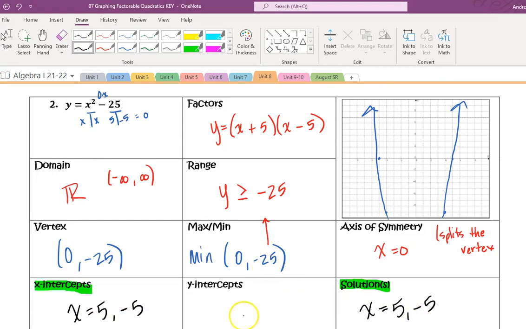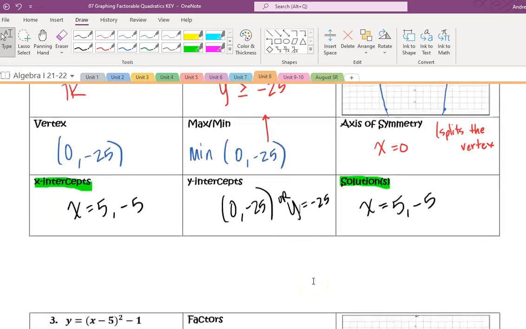And to find the y-intercept, we press Control T and we look for where x is 0. Since we already have that, I'm going to write it here. I know it's 0, y is -25. Or you could just say y equals -25. So either way, you can write that as fine.